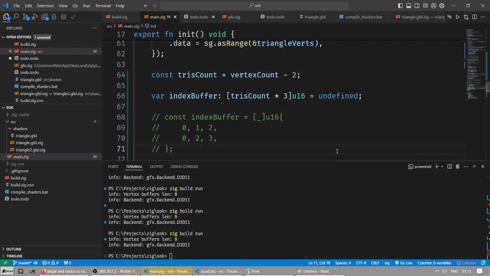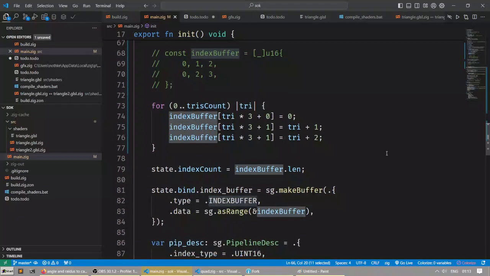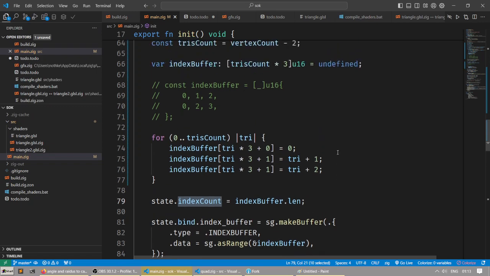So let's see. We also need to make sure that the index buffer is undefined and everything, and index count equals index buffer len.